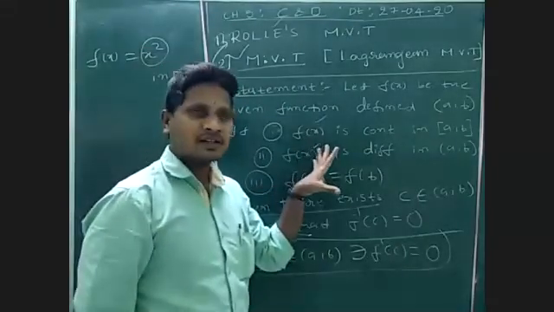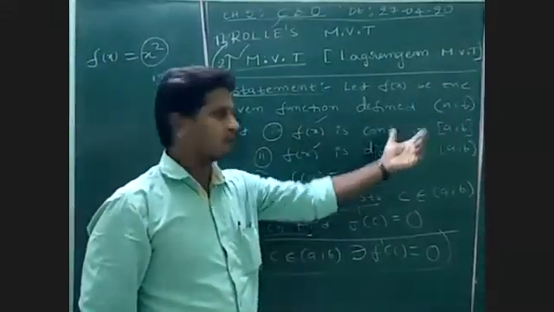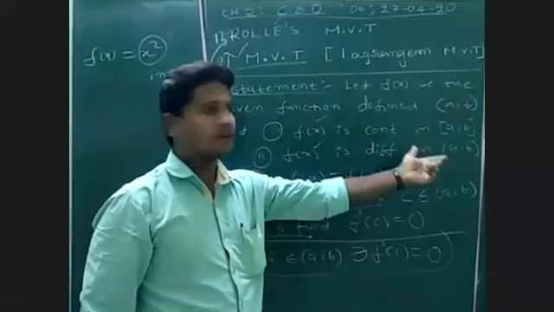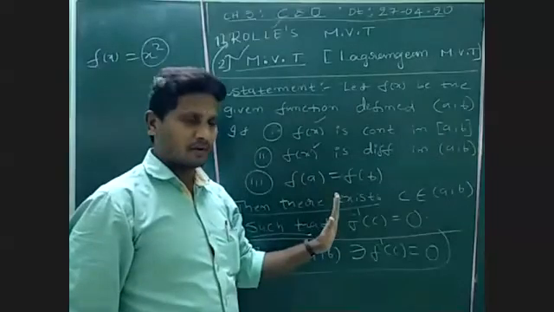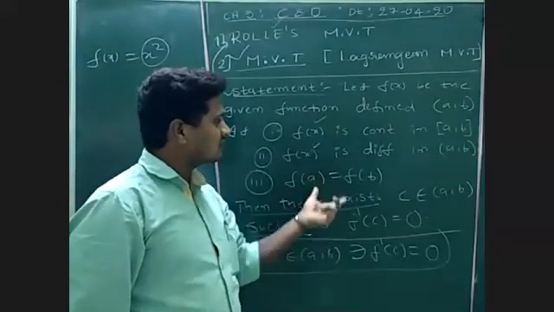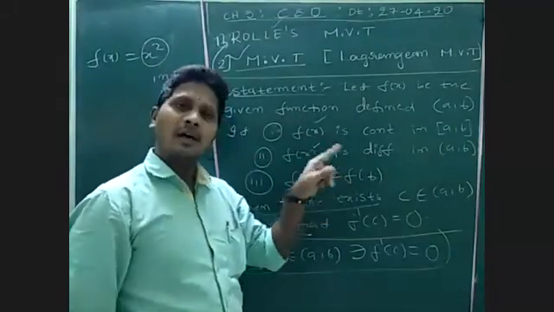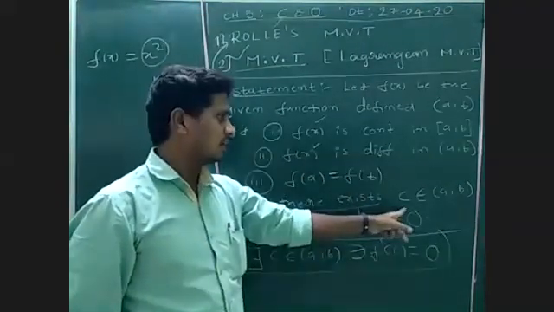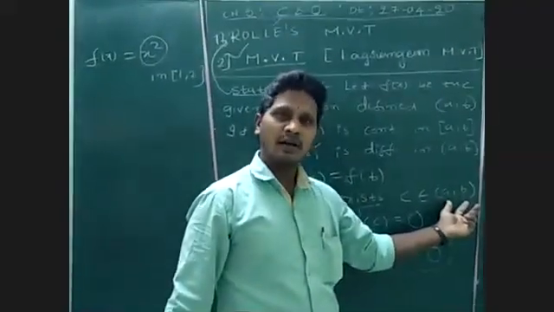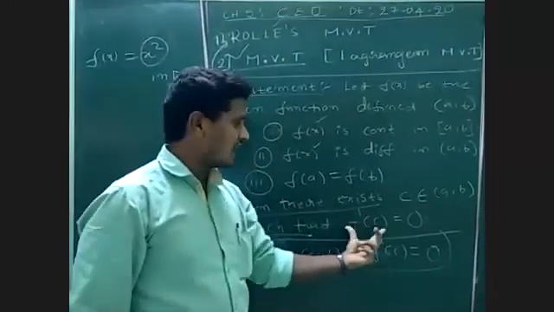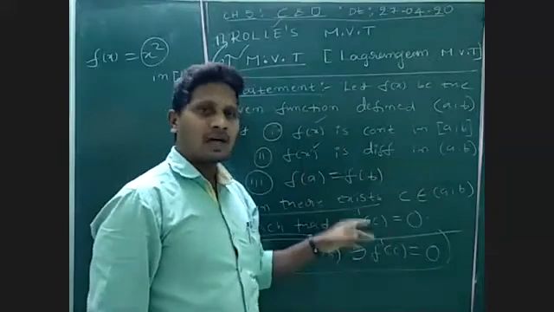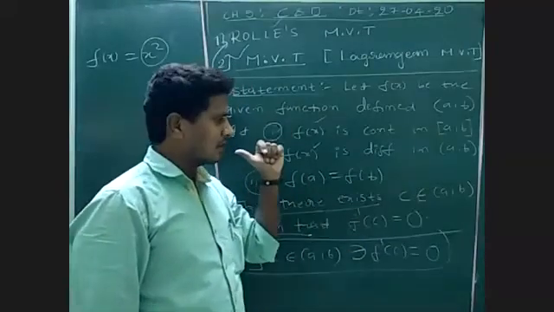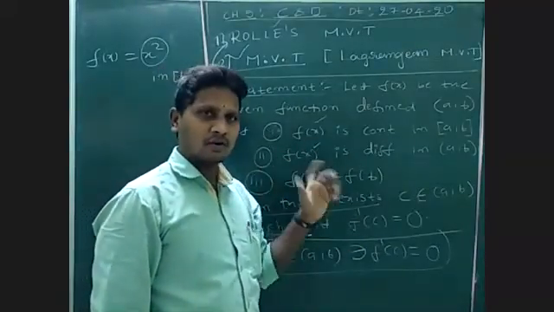What are the conditions? Continuous in closed interval, differentiable in open interval. In Rolle's theorem, we have the third condition, f of a is equal to f of b. So whenever the function satisfies these three conditions, there must exist one point c in the open interval a comma b such that it satisfies the condition f dash of c is equal to 0. I just wrote the statement. I will give many examples. We can easily understand by doing one or two problems, right?